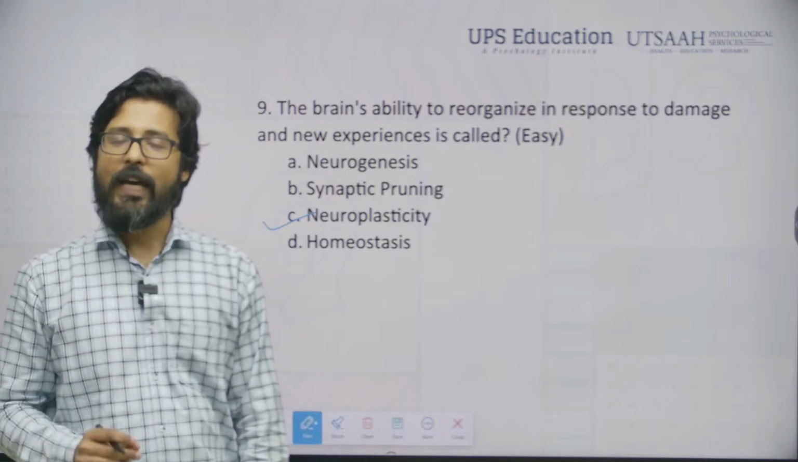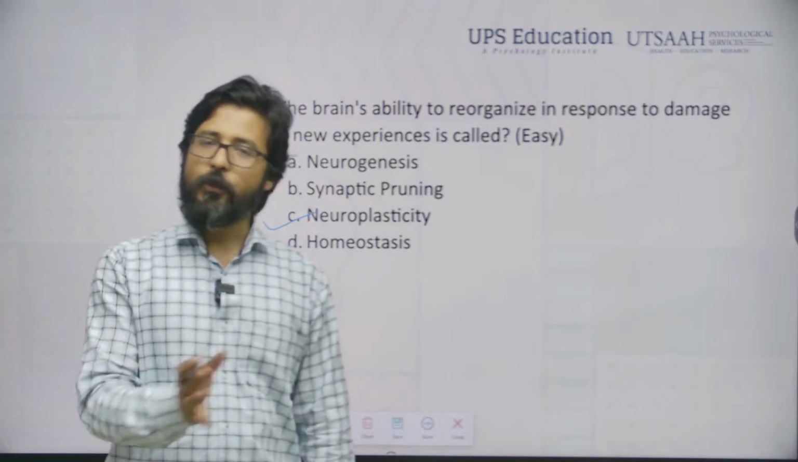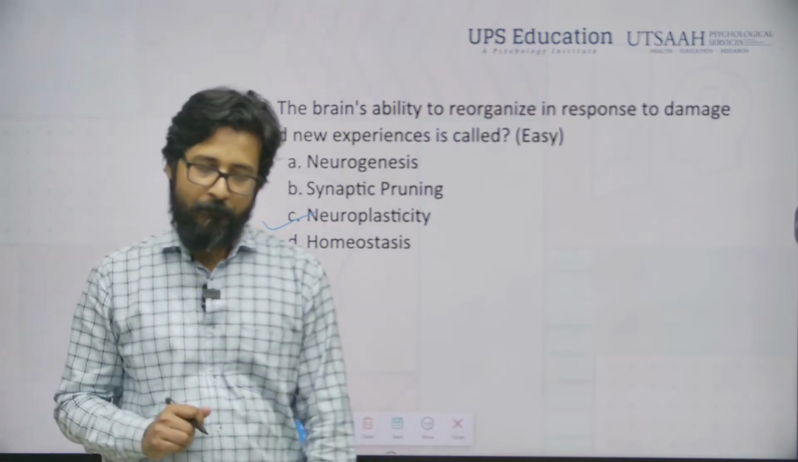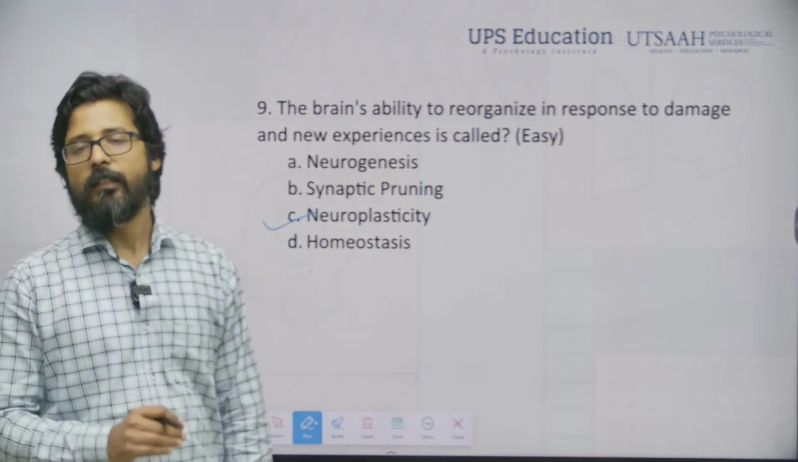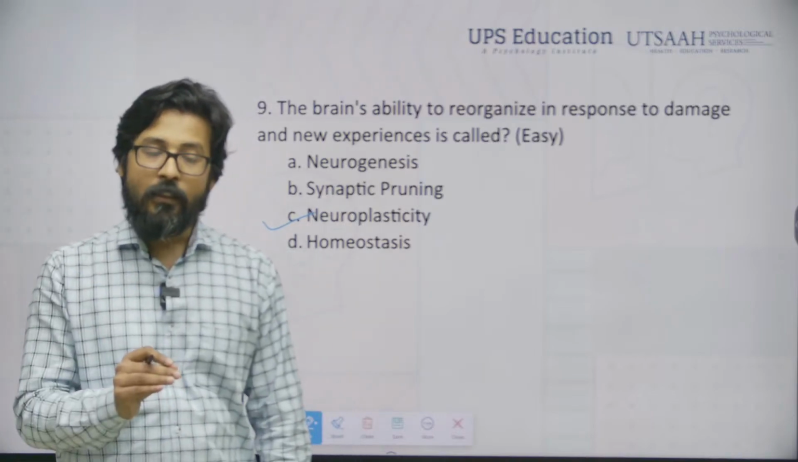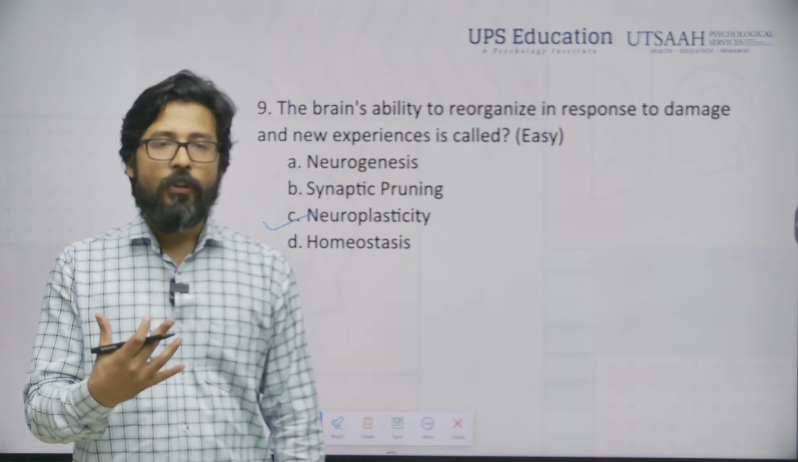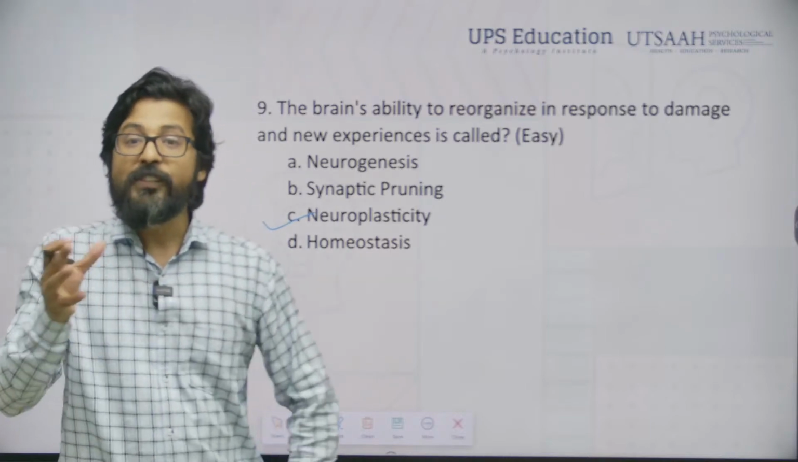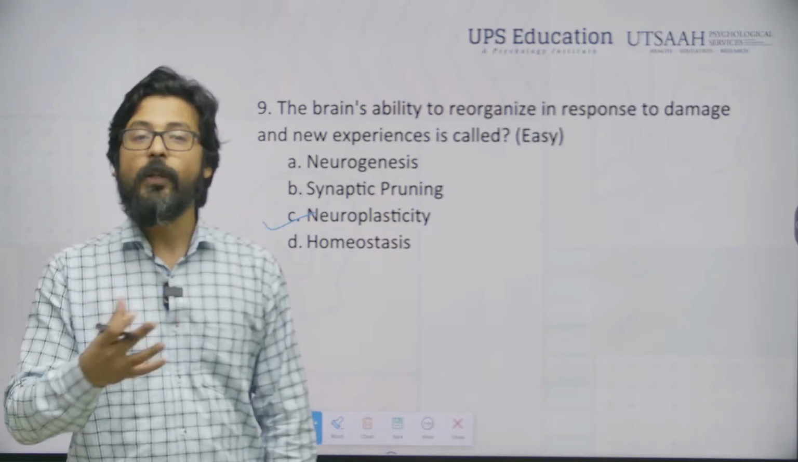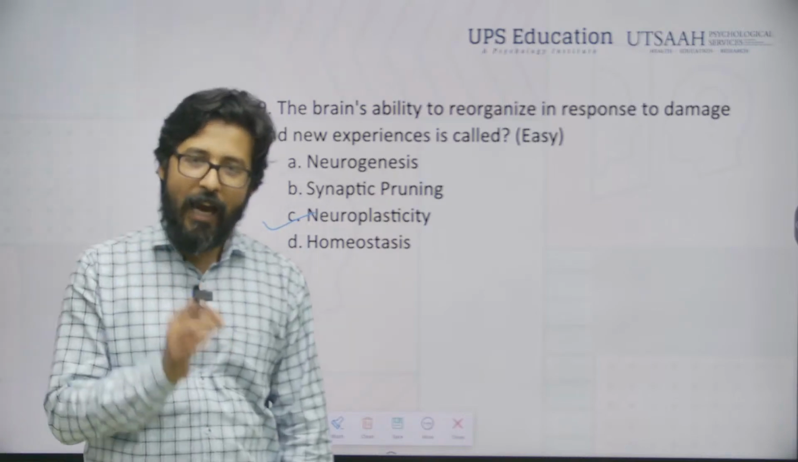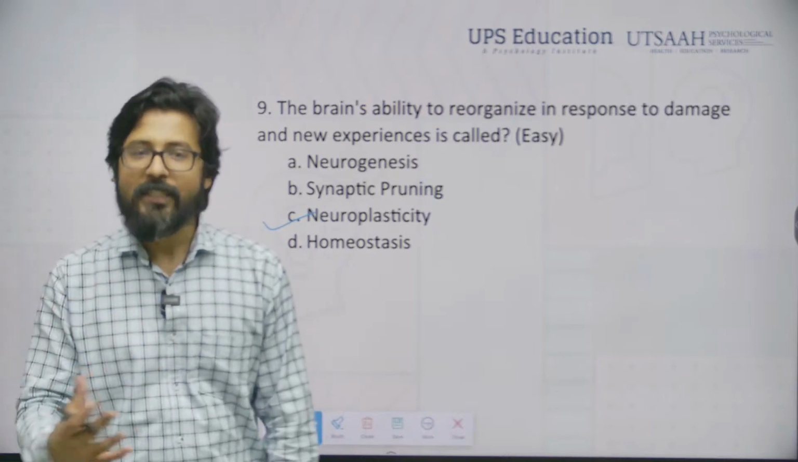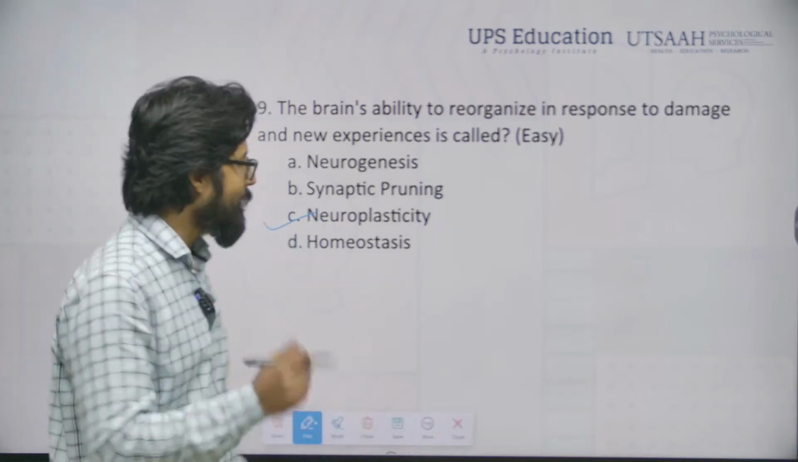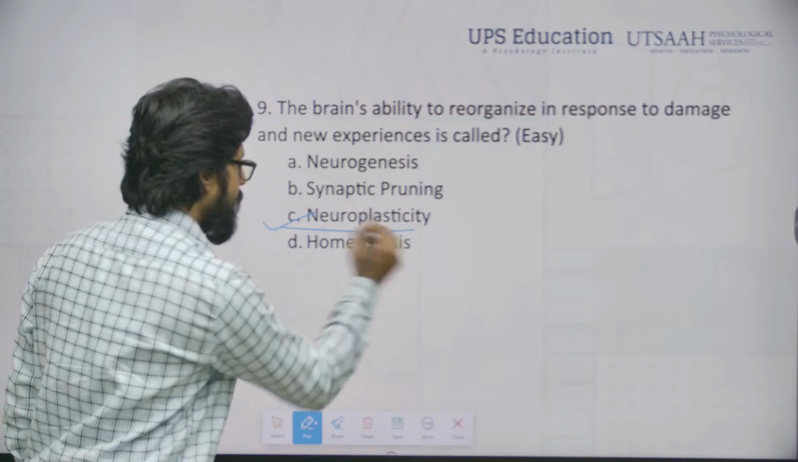Neuroplasticity is also known as brain plasticity. Whenever you read content, sometimes you will find neuroplasticity, sometimes brain plasticity. Neuroplasticity and brain plasticity refer to the brain's ability to form new neural connections when a certain area is damaged, whenever we are learning or getting new experiences. This process allows the brain to adapt to changes in the environment, recover from injury and improve functioning over time. So the correct answer will be neuroplasticity. This is the right answer.